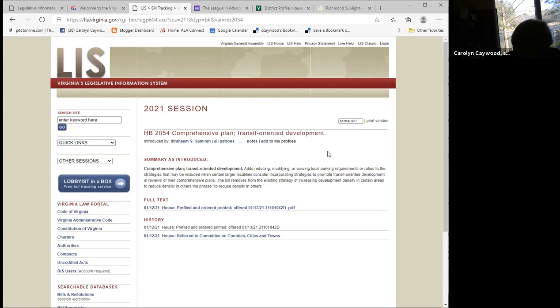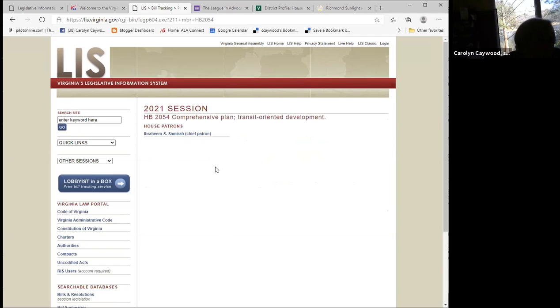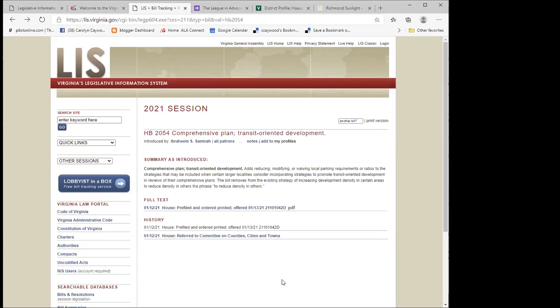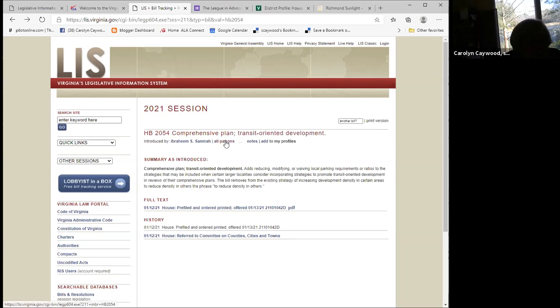Okay, things to look for. There's no sign of a fiscal impact statement yet, but that sounds to me like a bill that would have fiscal implications. So I'd keep an eye out for that. Is anybody signed on? No, that's not a good sign. You mean other delegates? All patrons. There are no co-patrons.